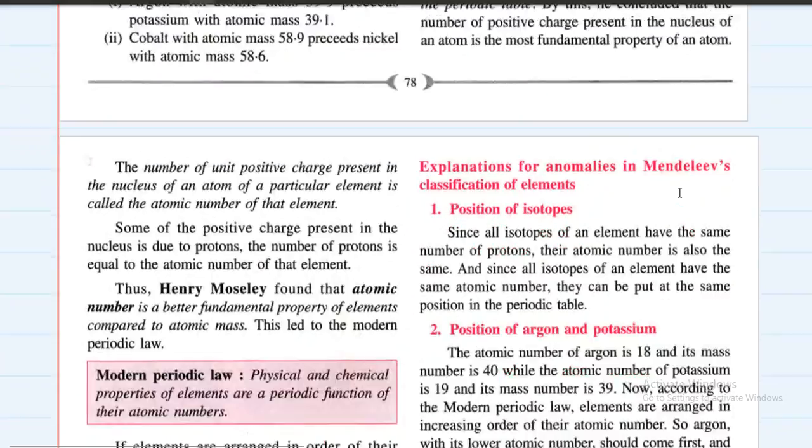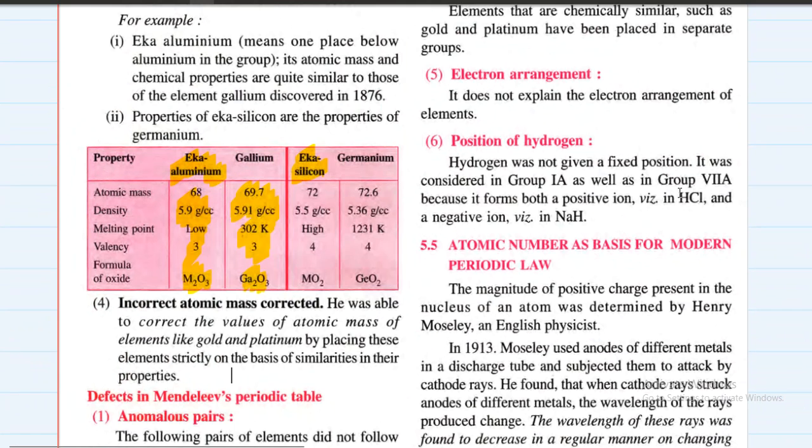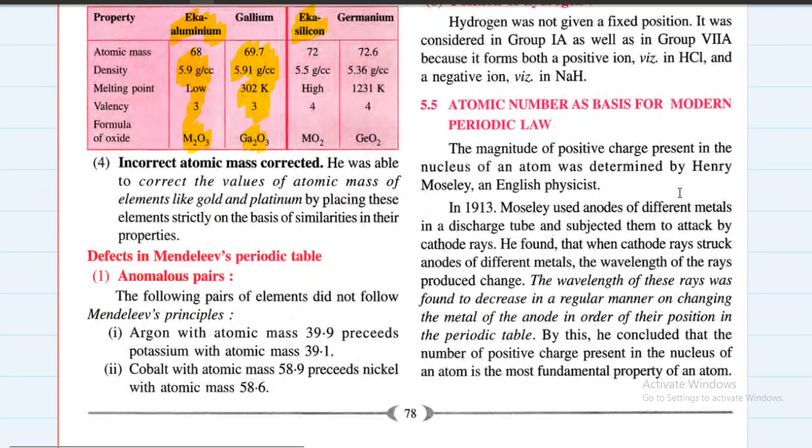Okay, now we will be entering into the era of the modern periodic table, starting with the modern periodic law. Atomic number was the basis of the modern periodic law. The magnitude of positive charge present in the nucleus of an element was determined by Henry Moseley, an English physicist.